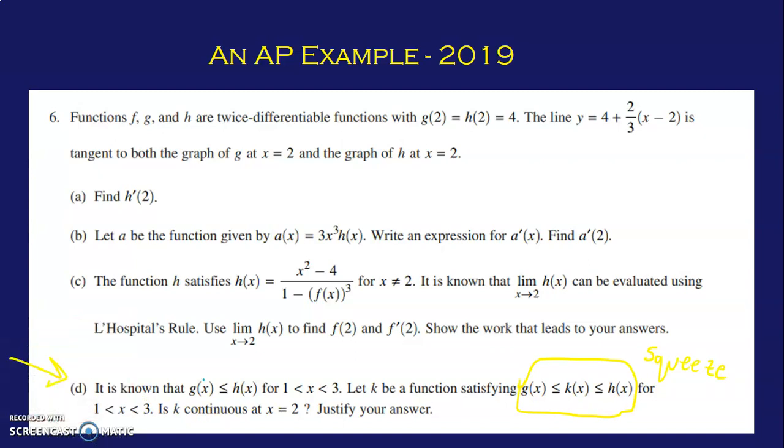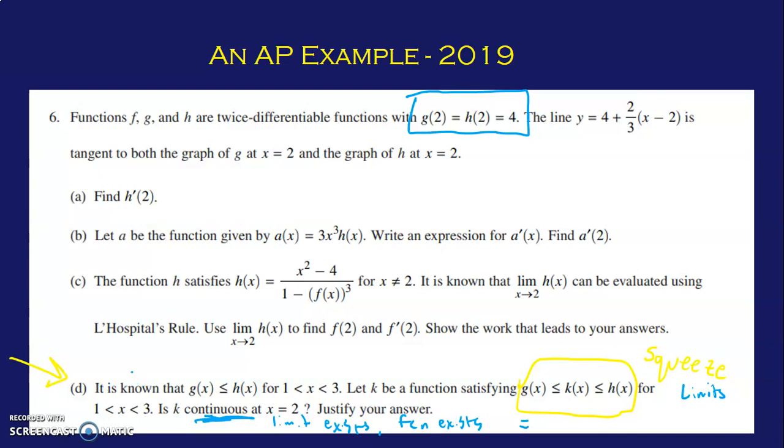So to answer a question about continuity, remember that we need to know that the limit exists and the function exists and they are equal to each other. So the squeeze theorem can help us with the limits portion of that, but it won't help us with the actual function. We'll have to talk about that separately. And then we need to show that the limit and the value of the function are the same. Now the value of the function is just given to you in the problem because we're talking about x equals 2. So the squeeze theorem would be applied on part D down here.